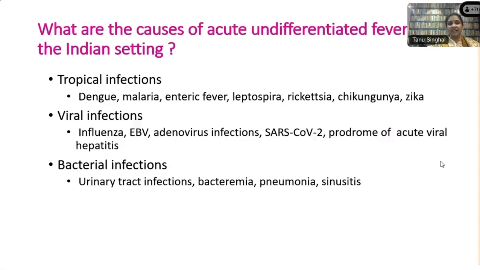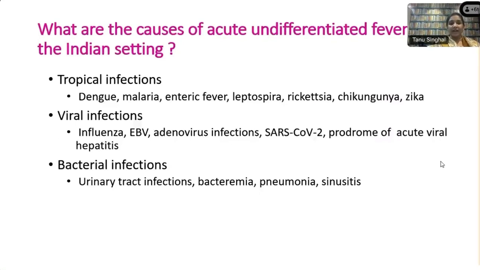Fevers in the Indian setting. So, first of all, we think of tropical infections, and like all of you know, at this time, we are seeing lots of cases of dengue. Apart from that, we have malaria, we have typhoid and paratyphoid, leptospira, rickettsia, chikungunya, even Zika. Zika is not so common in India, but coming up.